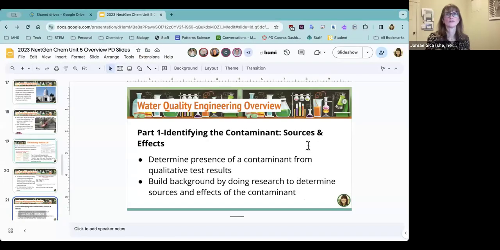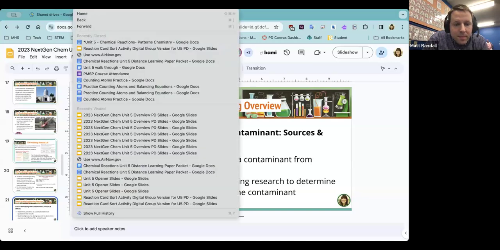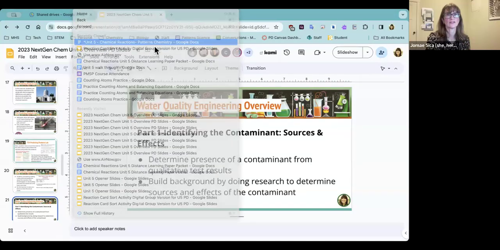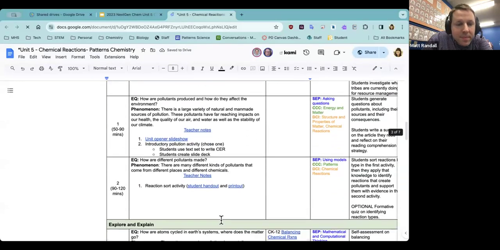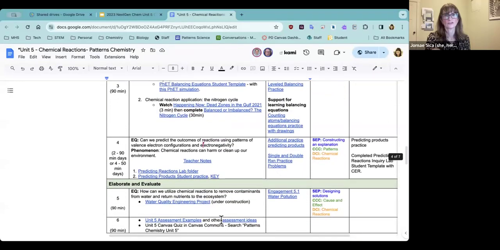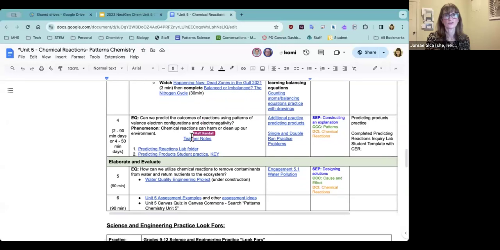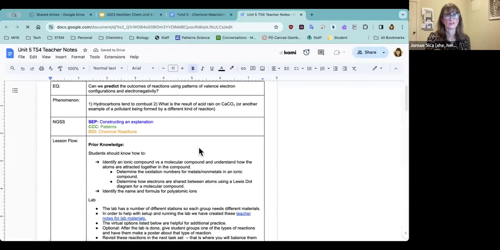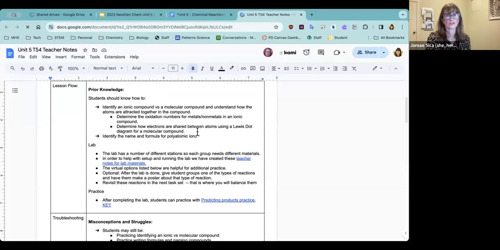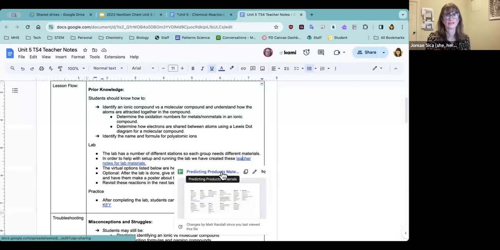Yes, I believe we have a Google Sheet that says all of the setup, like what you need to set up at each particular station. So let me just open up that Unit 5. And so these are the teacher notes for this task set.